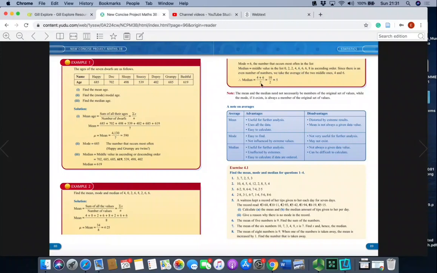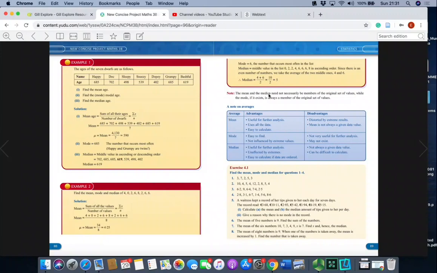So 4 and 6 divided by 2 is 10 over 2. So the median is 5. Not even a number in the list. So what it's telling you here is the mean and the median need not necessarily be members of the original set of values, while the mode, if it exists, is always a member of the original set of values. In other words, the mode is always a number that was in your data set, whereas the mean and the median isn't.